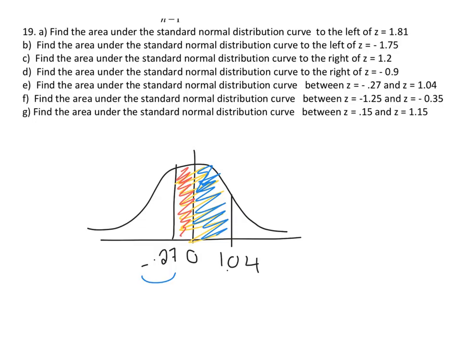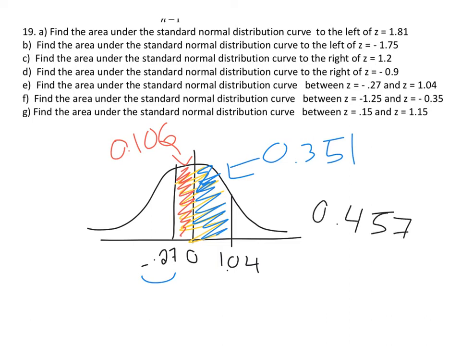So now filling in those areas, this red area here is 0.106. And the blue area was 0.351. And I'm looking for everything between negative 0.7 and 1.04, so I'm going to add those two together. So when I add them, what I'm going to get is 0.457. Okay, and the reason I add them is because I need the area from both of those sections.